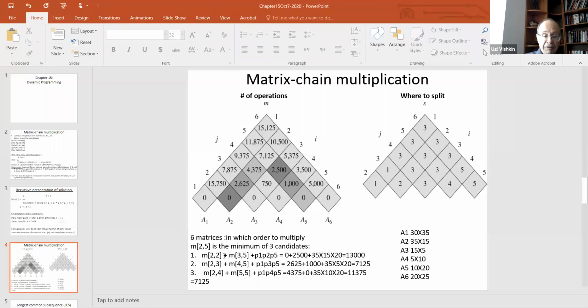So what do I need to compute? I need to compute M25, right? Starting at matrix A2, multiplying by A3, by A4, by A5. How to best compute this product of 4 matrices. So what are my options? Option 1 is to first figure out the best way to compute A3 up to A5, and then multiply matrix A2 by them. So what will be the cost of doing that?